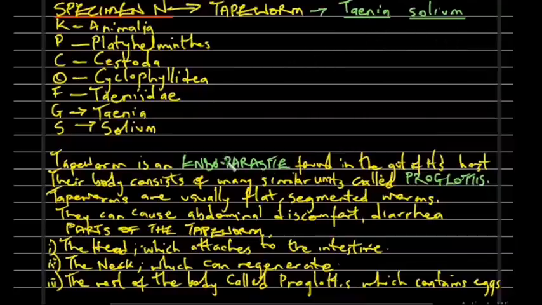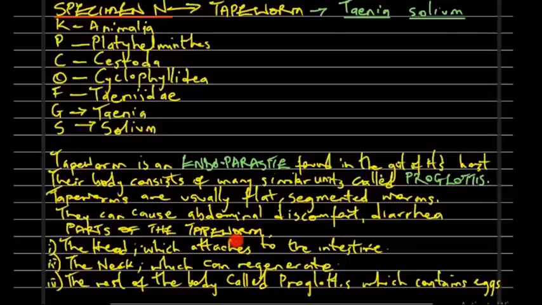Tapeworm is an endoparasite because it is found inside the body of its host. Oftentimes it is found in the gut of its host, and the commonest host that you find for tapeworm is man. Their body consists of many similar units called proglottids. The similar units are the segmented parts of the body of the organism. Tapeworms are usually flat segmented worms, and so they cause abdominal discomfort and diarrhea in their host.